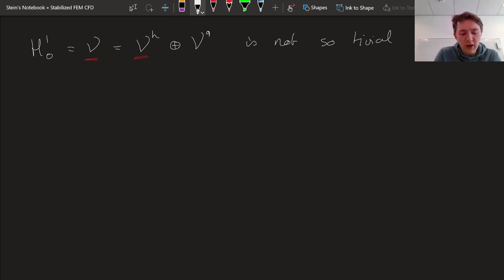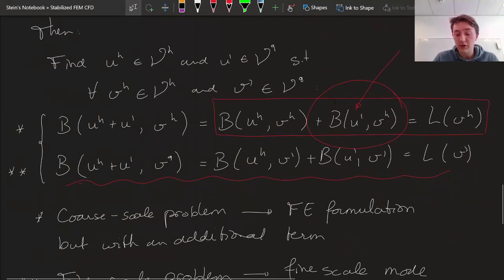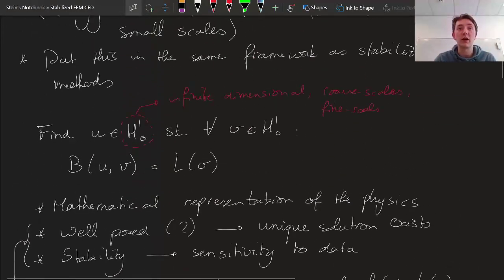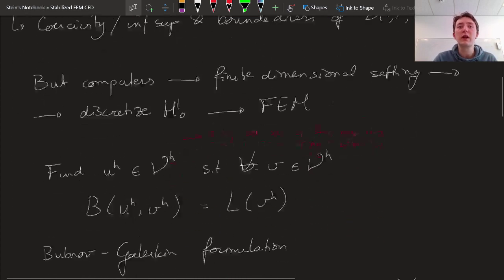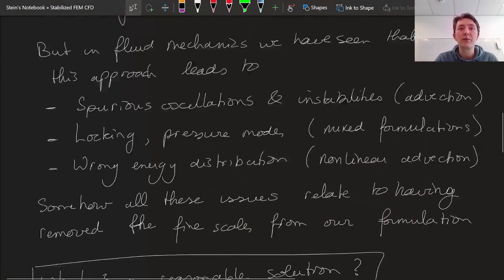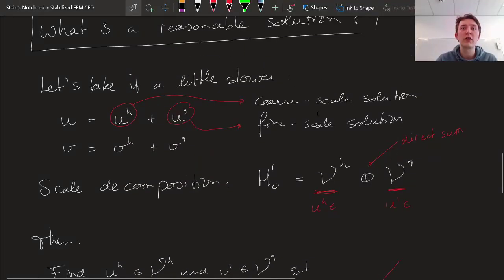So let's take it back one step and start thinking about what this decomposition should mean. What this decomposition should mean is that this formulation is well posed. This should be a completely equivalent formulation to the original weak statement set in the Sobolev space H10. It should be completely equivalent. And for those two to be completely equivalent, this decomposition needs to be unique. So there needs to be a unique decomposition of U, any U, into one specific UH and one specific U prime.